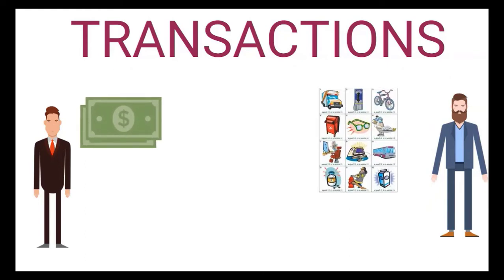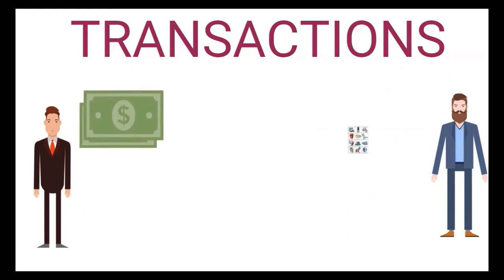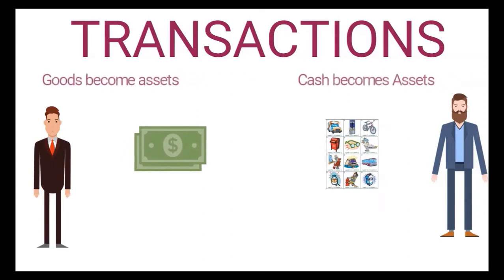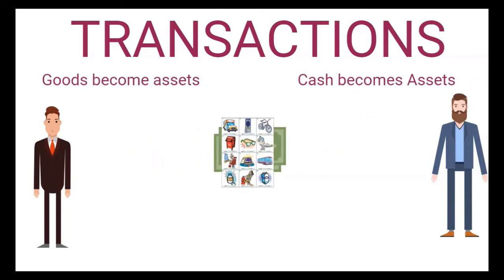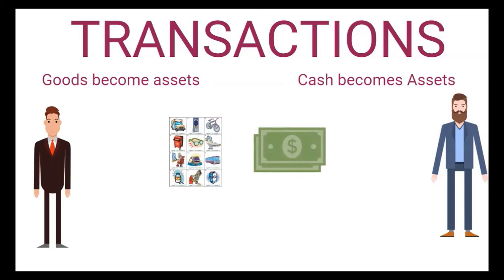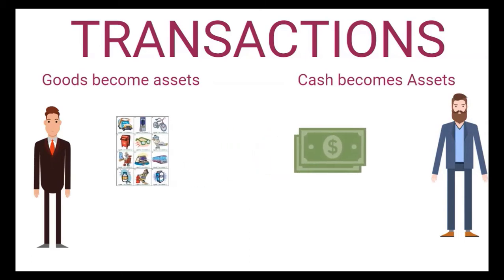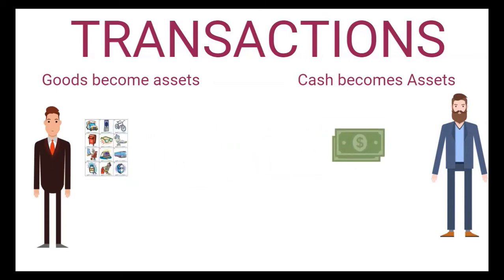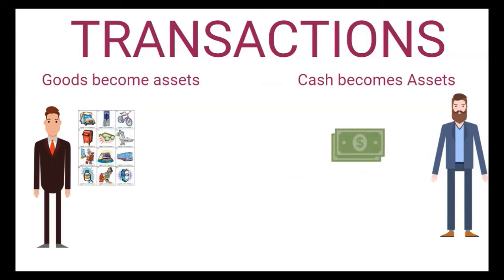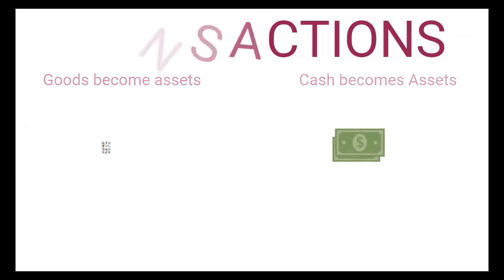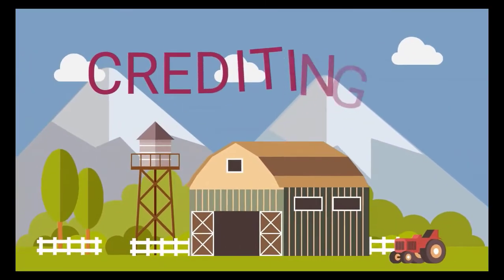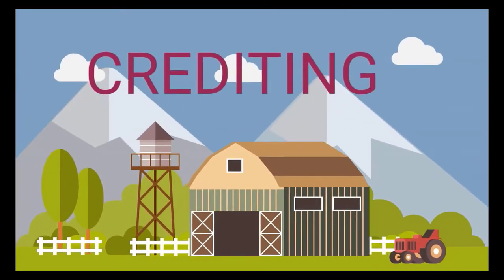If the transaction is carried out by cash, the exchange is settled and each person goes home with an asset. The money becomes the seller's asset as cash, and the goods become the buyer's asset as inventory. Given that cash is limited in supply relative to demand, there is a second way companies use to carry out transactions called crediting. How does this work?